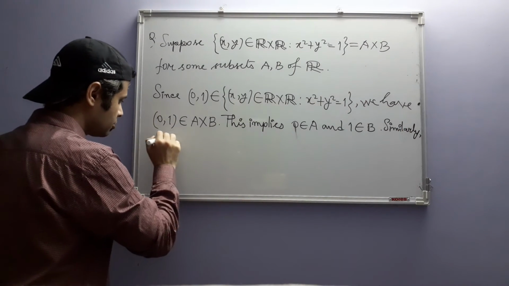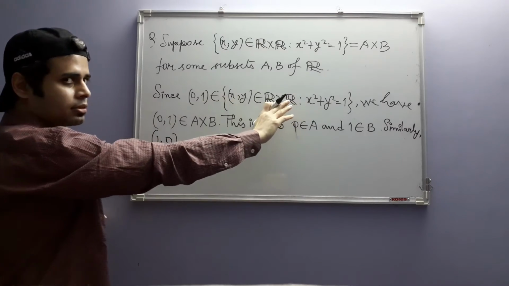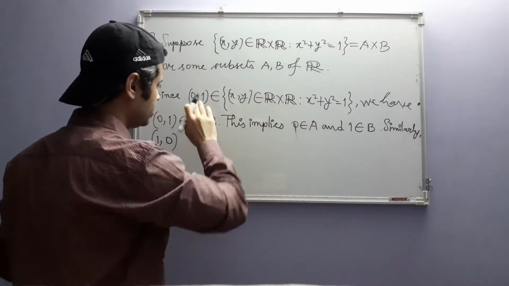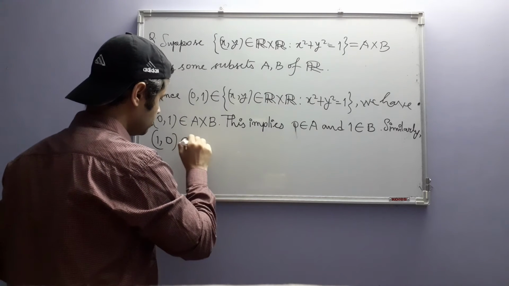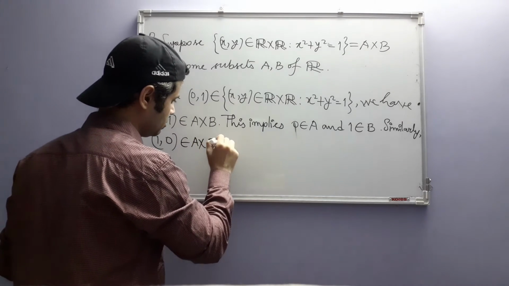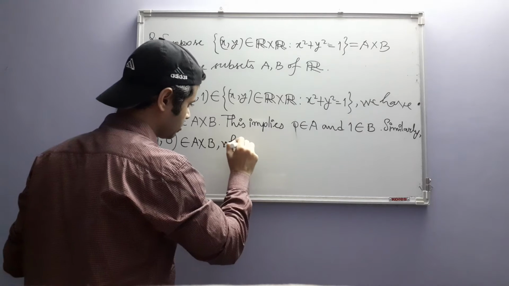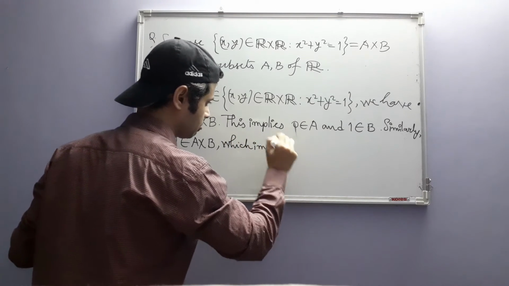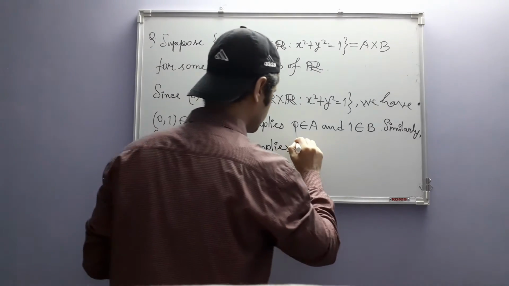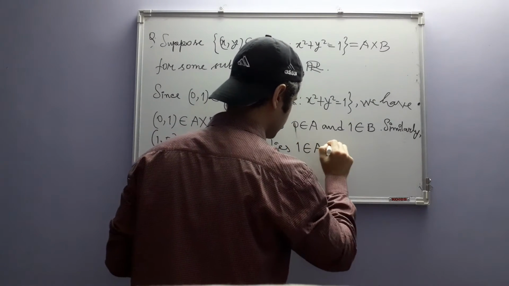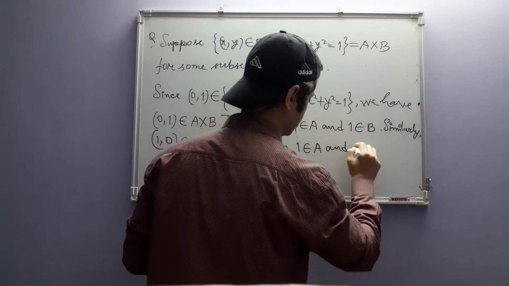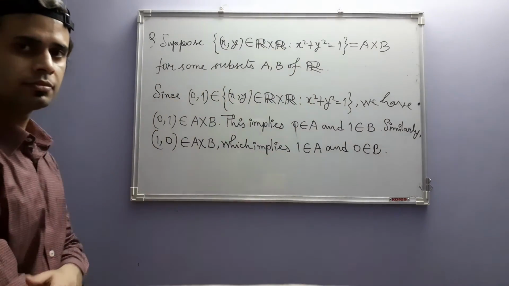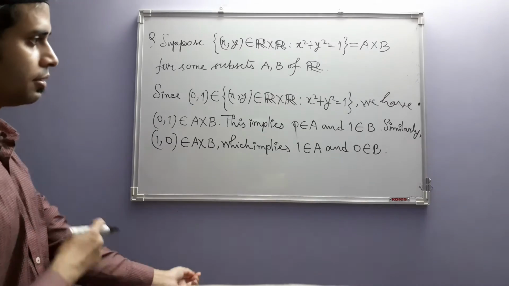Similarly, (1, 0) also belongs to this set, which we are not writing, that's why we have written similarly. Similarly, (1, 0) belongs to A cross B, which implies 1 belongs to A and 0 belongs to B.